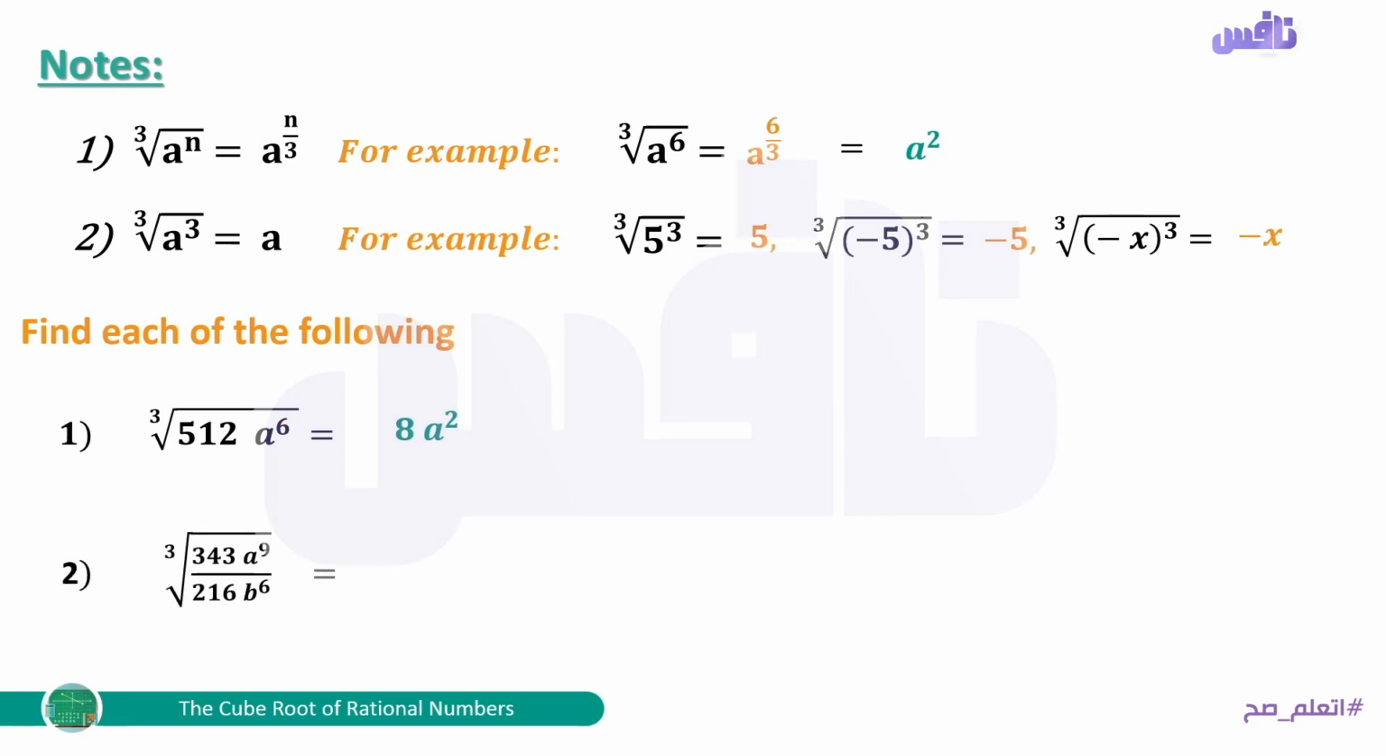Another example, if we want to find cubic root 343 a power 9 over 216 b power 6. First, we find the cubic root 343 over 216 using a calculator. Then we find cubic root a power 9. How? Yes, 9 divided by 3. It will be a power 3. And cubic root b power 6: okay, 6 divided by 3, it will be b power 2. So the answer will be 7 a power 3 over 6 b power 2.